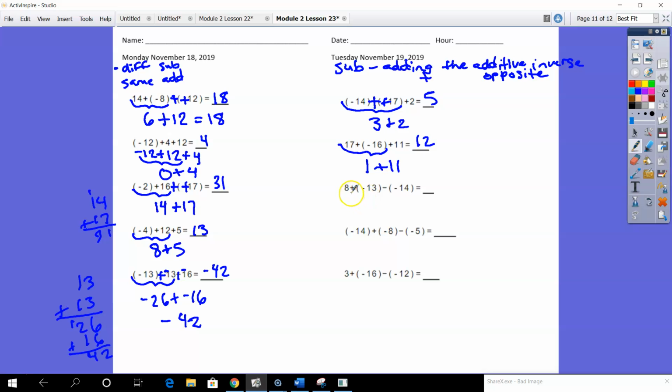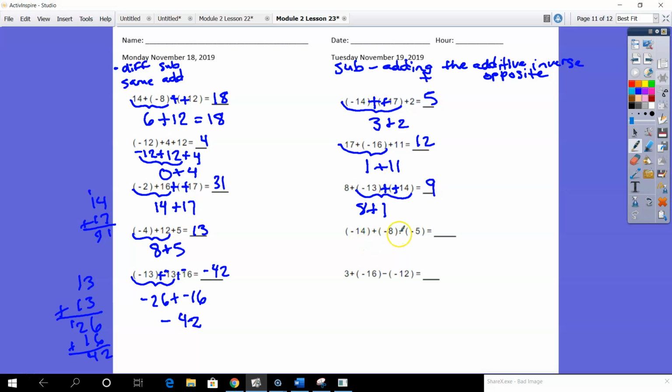Okay, I have addition, and then I have subtraction. So change, change. Okay, so I'm going to regroup. I'm going to do this first because I can see we are subtracting here, and that gives me 1, and it is positive because of the 14. So 1 plus 8 is 9.